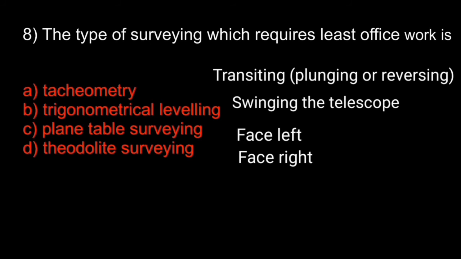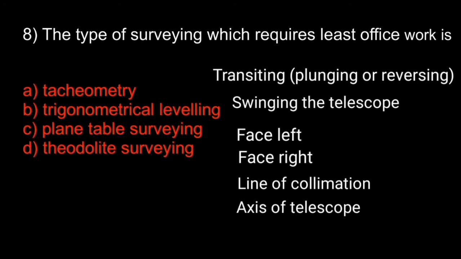And then the most important one, line of collimation. Line of collimation is the imaginary line joining the intersection of the crosshairs of the diaphragm to the optical center of the object glass and its continuation. Then axis of the telescope. It is also a repeated question in all the PSC exams. Axis of the telescope is the line joining the optical center of the object glass to the center of the eyepiece.